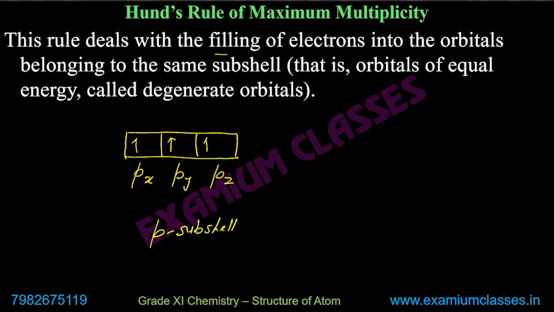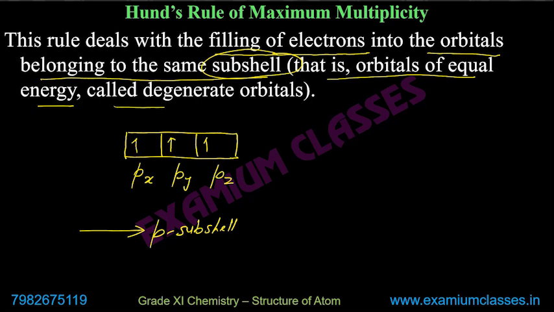So this rule deals with filling up of electrons into orbitals belonging to the same subshell. Same subshell I am considering here, the p subshell. That is, the orbitals of equal energy called degenerate orbitals. And this rule says that pairing of electrons in any subshell does not take place until all orbitals are half filled. So first, all orbitals will be half filled. After that, the fourth electron will get into px. The fifth electron will get into py. The sixth electron in pz.